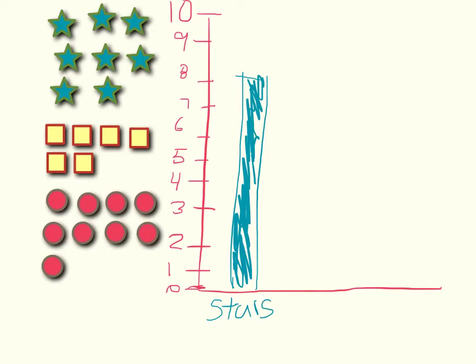Next, we're going to count how many squares we have. 1, 2, 3, 4, 5, 6 squares. So let's draw a little line, and we see our 6 right here, so we'll come across and draw a line right there where it's a 6. And we'll turn it into a bar. Now remember to label, we're talking about squares here.